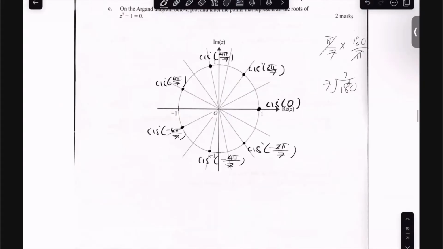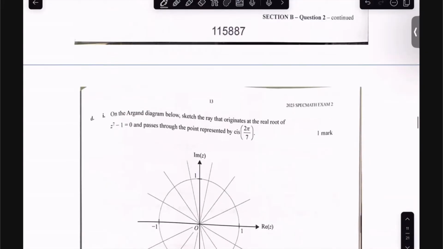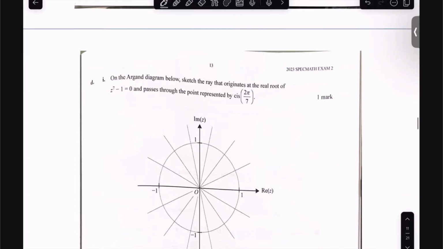Okay. On the diagram below, sketch the ray that originates at the real root of z to the 7 minus 1 is equal to 0. So the real root of that is just 1, and passes through the point represented by cis 2 pi on 7. So that's just going to be: sketch the ray that originates at the real root. So you're going to have an open circle here, and it passes through that point there.